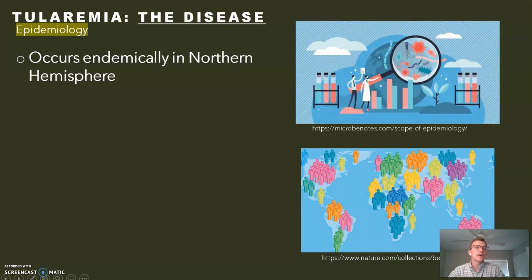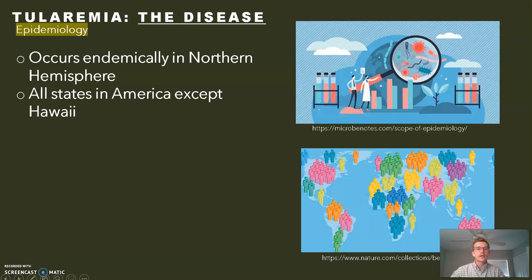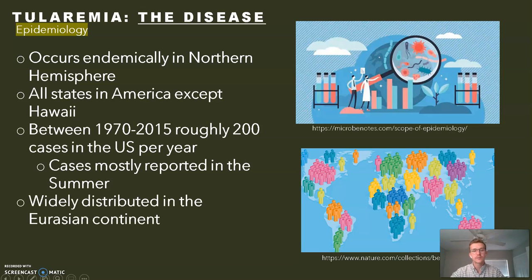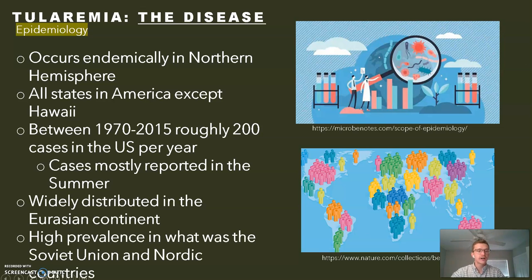Some of the simple epidemiology here: mostly it's endemic in the northern hemisphere. In America, it is in all states except Hawaii. And between the 70s and 2015, there are roughly about 200 cases in the US per year. Most of these cases are reported in the summertime. There's also wide distribution in the Eurasian continent. There's high prevalence in what was the Soviet Union and some Nordic countries.